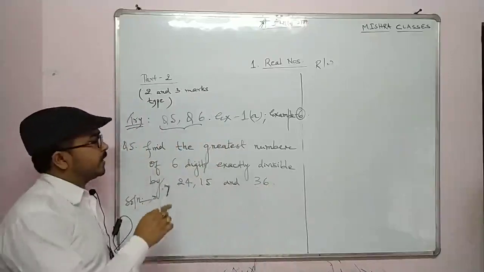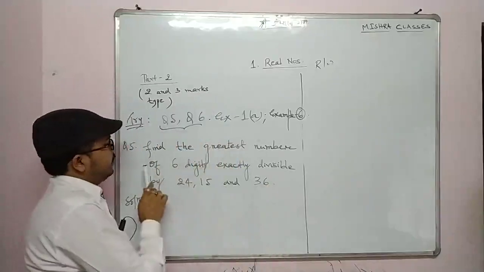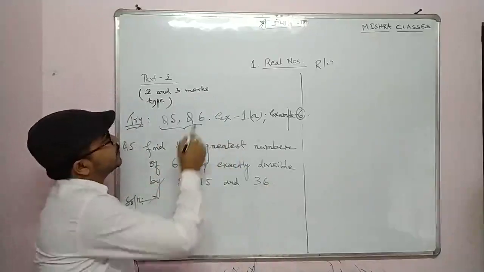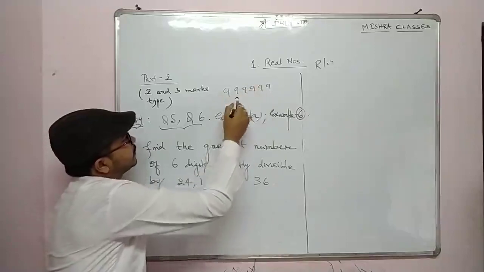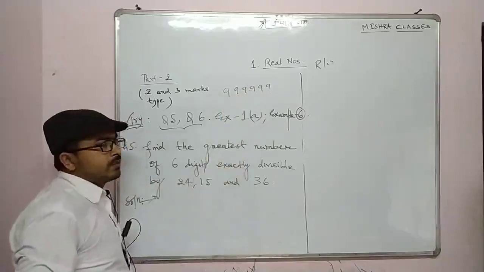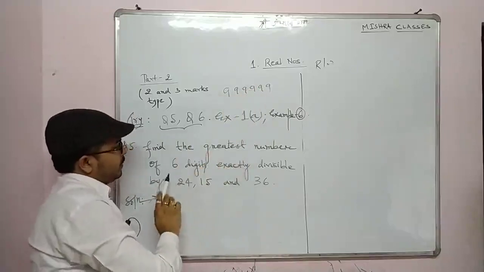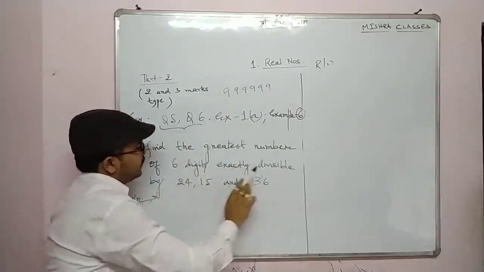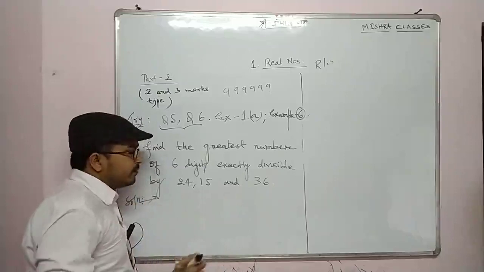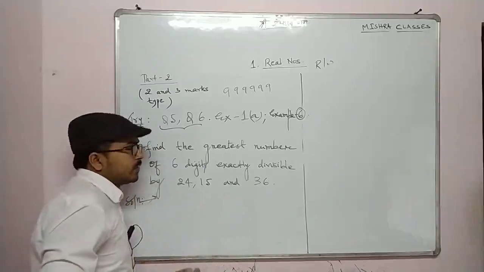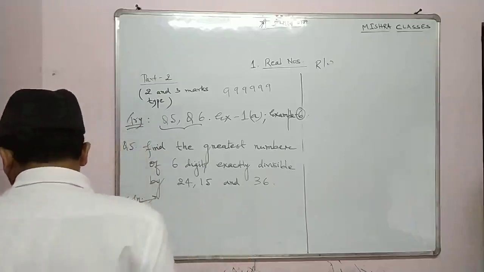Now, have you followed? Question is like this. Find the greatest number of 6 digits. Now, the greatest number of 6 digits is how much? 1, 2, 3, 4, 5, 6 digits. But what is the condition? It should be exactly divisible by 24, 15, 36. When it is exactly divisible, the remainder must be 0. Yes or no? So, what can we do?